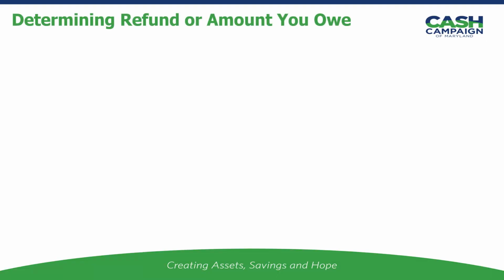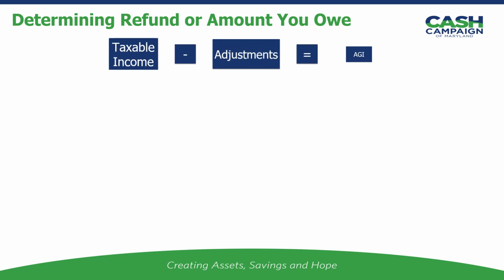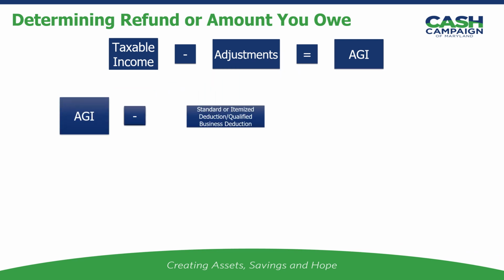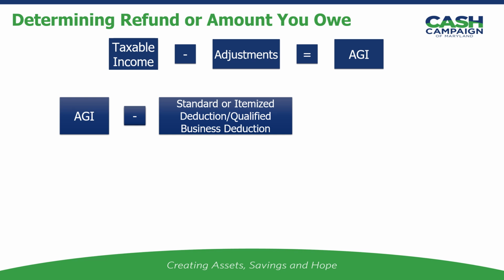Remember from Module 4, Form 1040 uses information about the taxpayer, their household, their income, and other life experiences to determine the tax they owe for the year and whether or not they will receive a refund or incur an amount owed. How are refunds or amounts owed determined? Well, we start with the taxable income minus adjustments to determine the adjusted gross income. The standard or itemized deduction and qualified business deduction is subtracted to determine the taxable income.